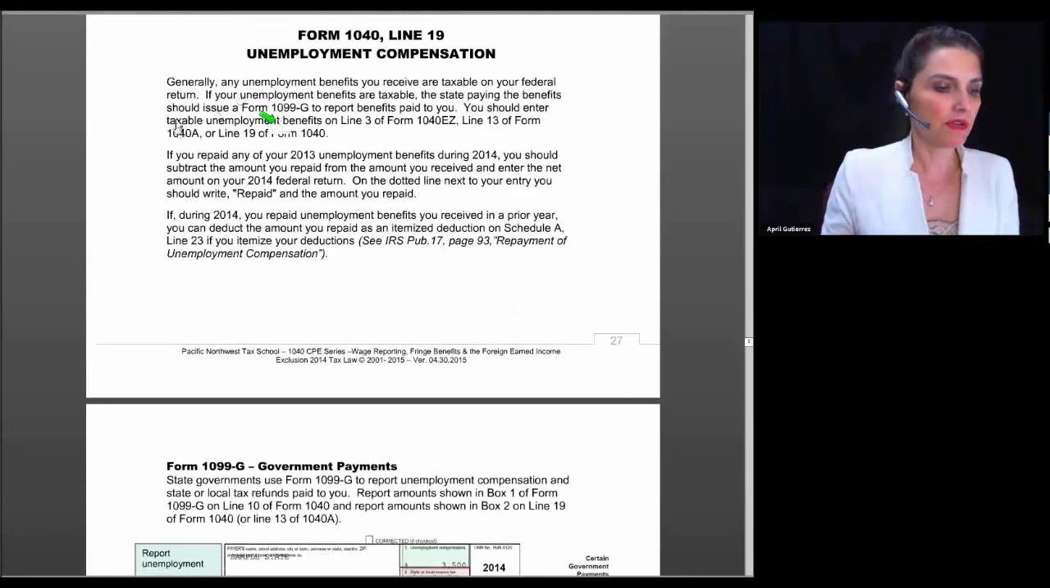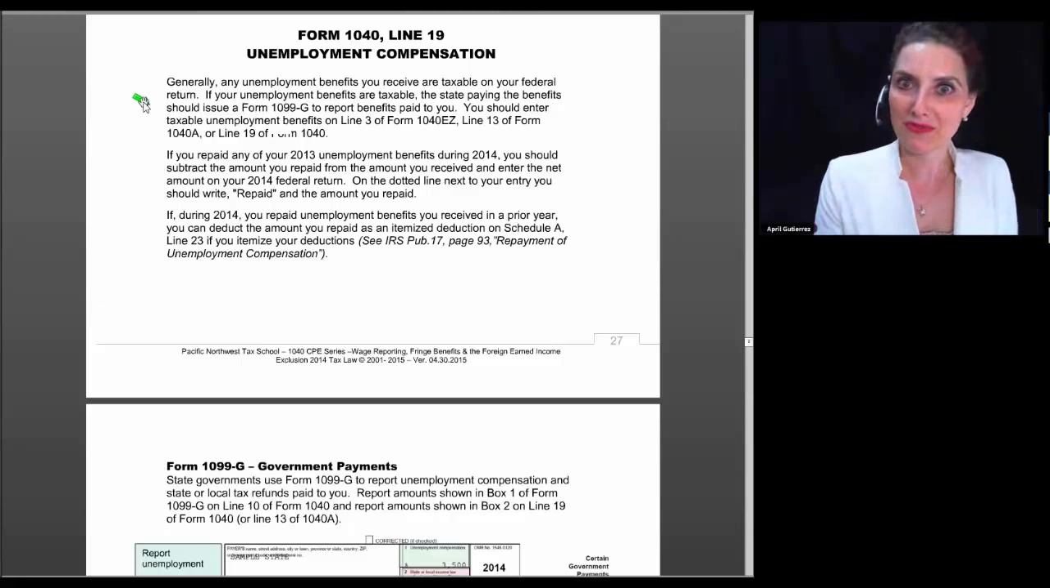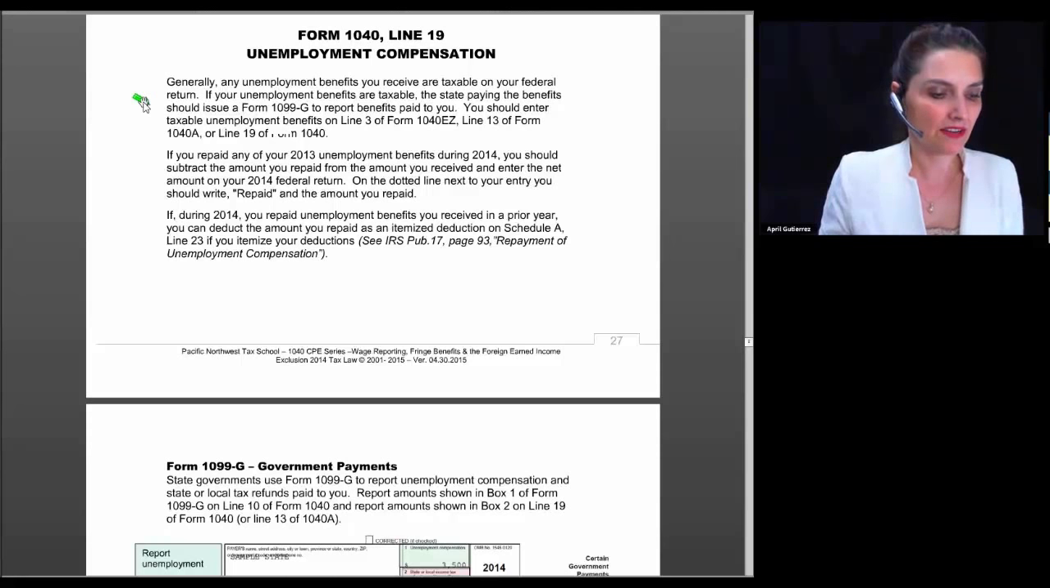The next item we're coming up on is unemployment compensation. That is reported on Form 1040, line 19. And generally, any unemployment benefits you receive are taxable on your federal return. If your unemployment benefits are taxable, the state paying you the benefits should issue you a Form 1099-G. It's actually the same type of document that the state will issue for taxable refunds. So both those types of income items are reported by the state on the same document, a Form 1099-G.